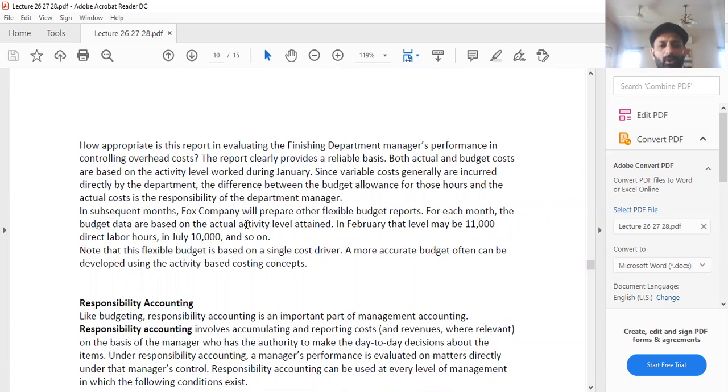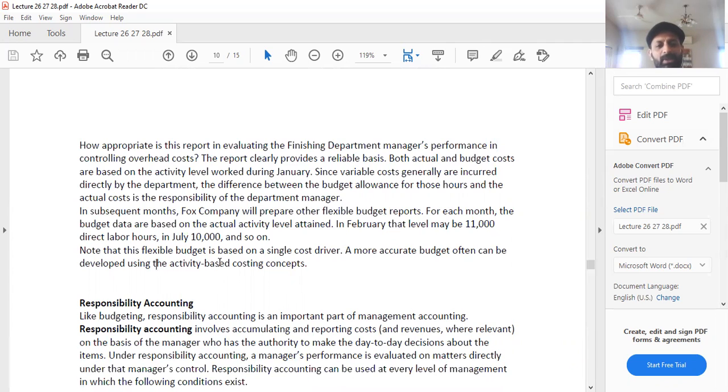In subsequent months, Fox Company will prepare other flexible budget reports for each month. The budget data are based on the actual activity level attained. In February, that level may be 11,000 direct labor hours. In July, 10,000, and so on. So this is the main advantage of the flexible budget. Whatever level of activity you actually attain, you can compare it with the budgeted one to clearly figure out the actual performance of that department and that manager.